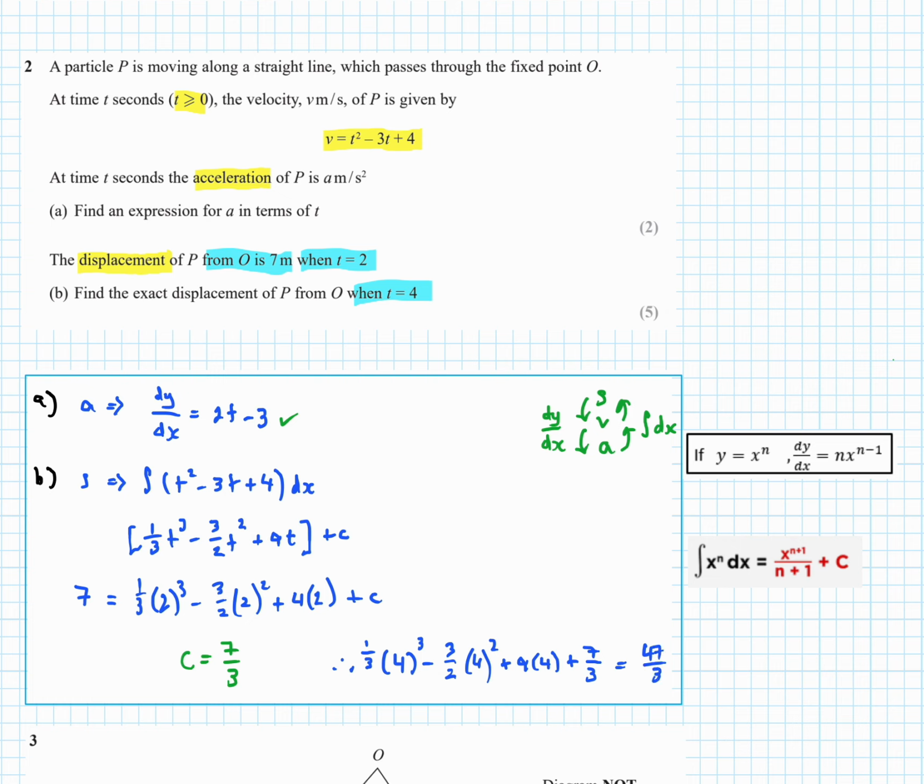Now we'll just check the marks. 1, 2, so 1 there. 3, 4, yeah. That's 5 altogether, so 1 for c and 1 for the final answer. There's your 5 marks there, with the 2 for the expression and acceleration as well.